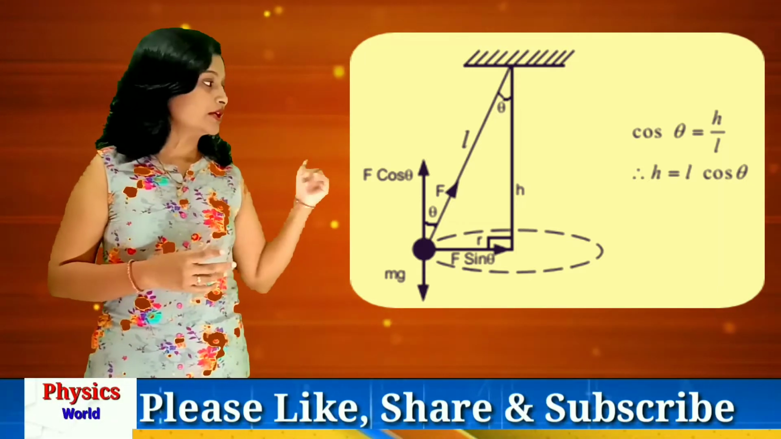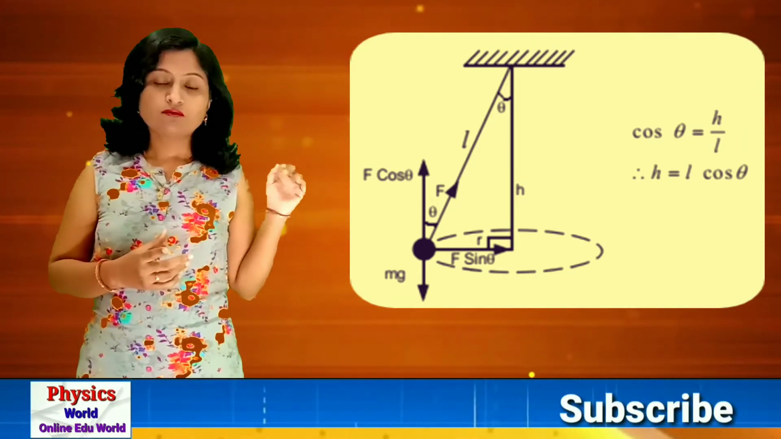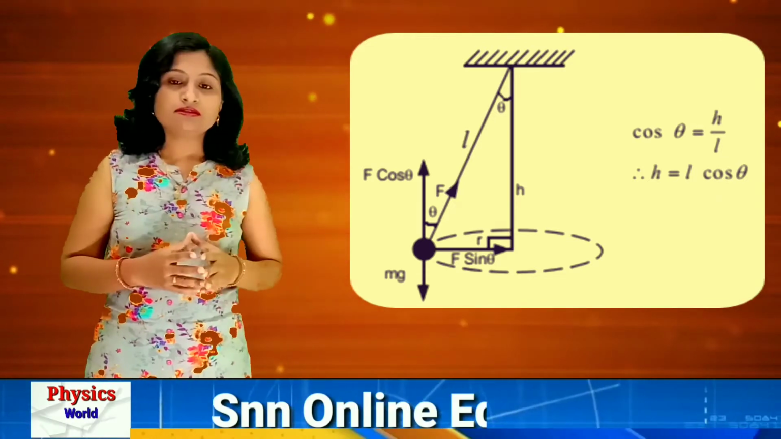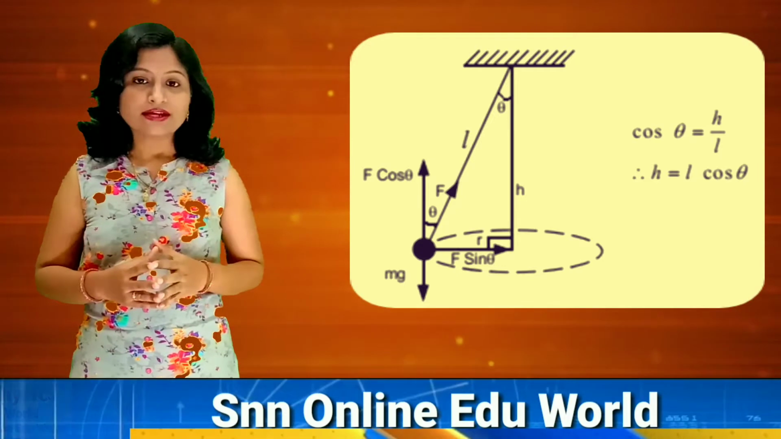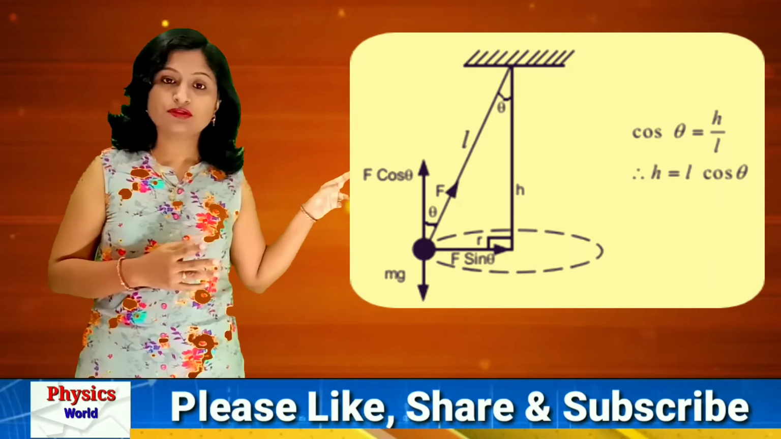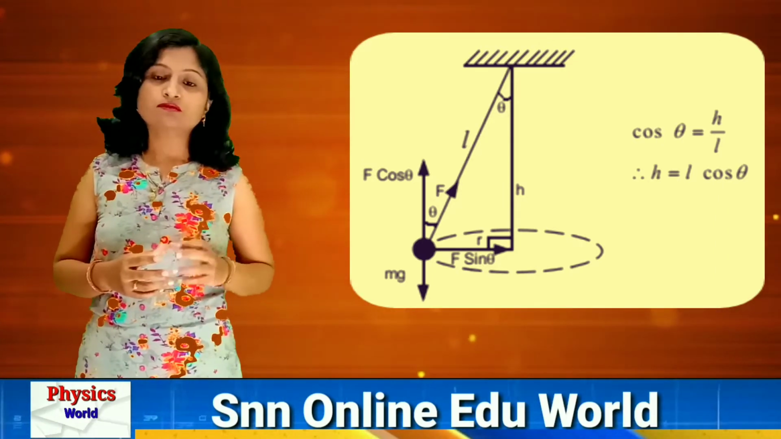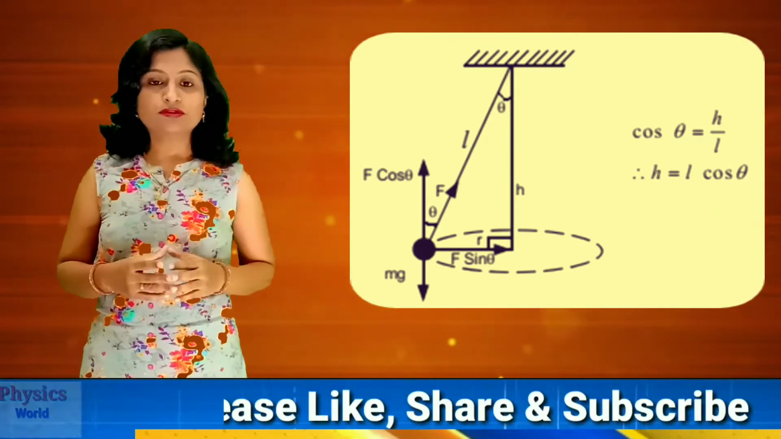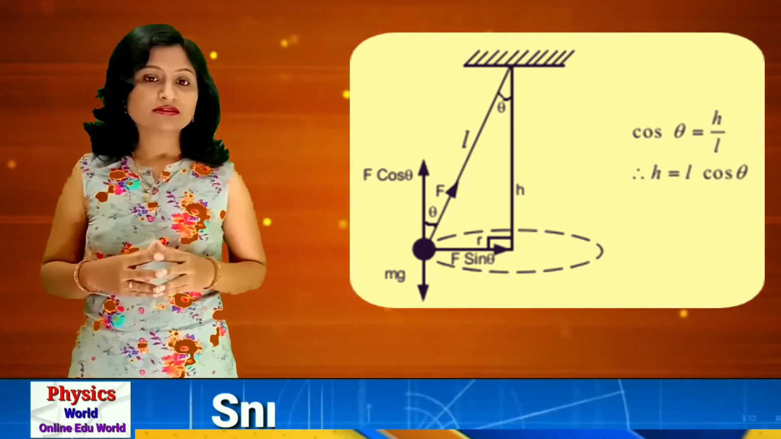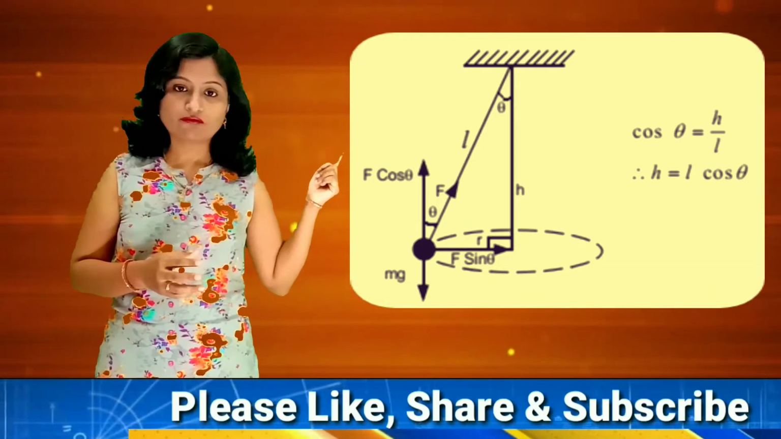So here we are going to derive the time period for this conical pendulum. For that we require this diagram. Now let the mass of the bob be m. So the weight of the bob is mg in the downward direction as shown here, and it has one more force towards the rigid support, that is along the string of the pendulum, which is nothing but the tension. Here it is represented as F.